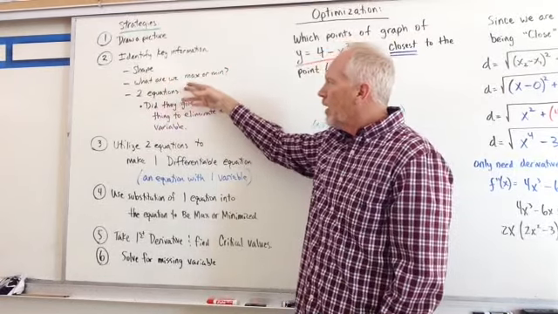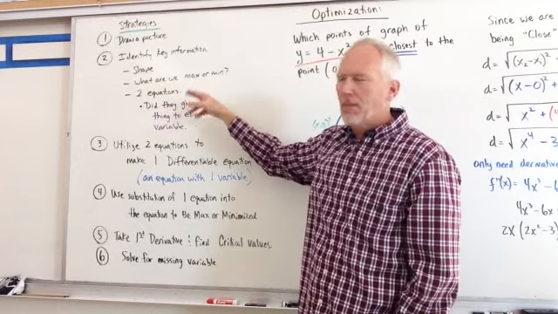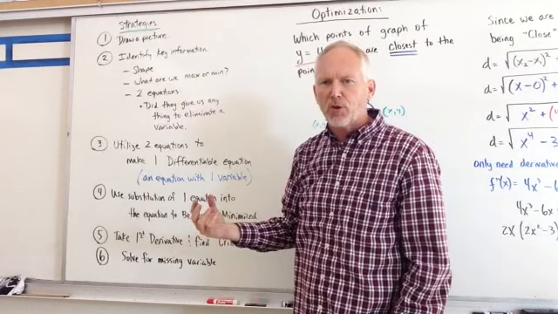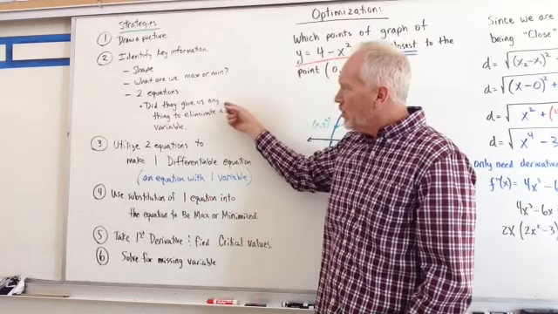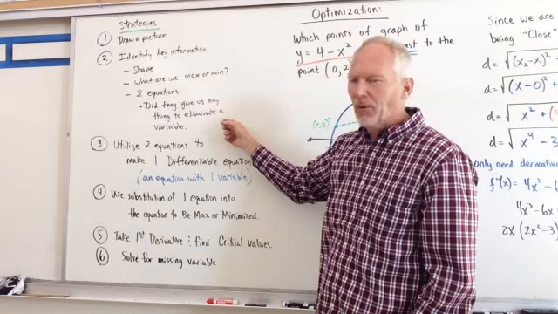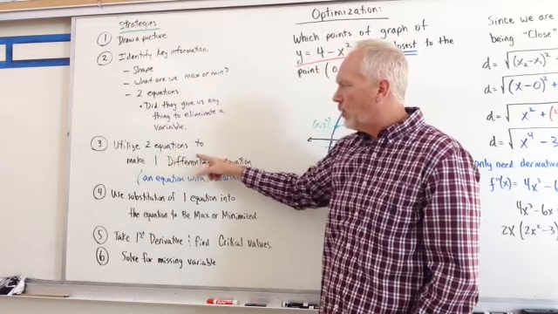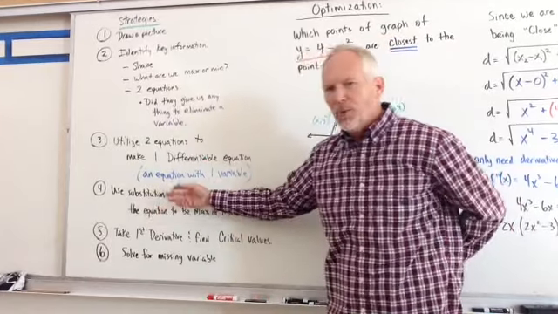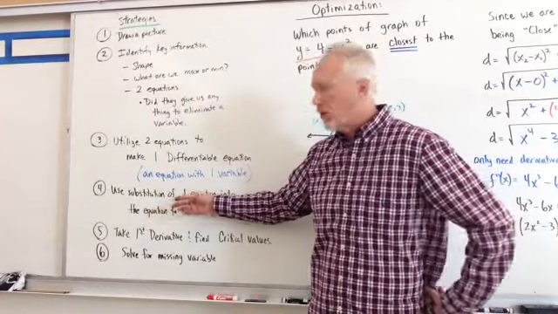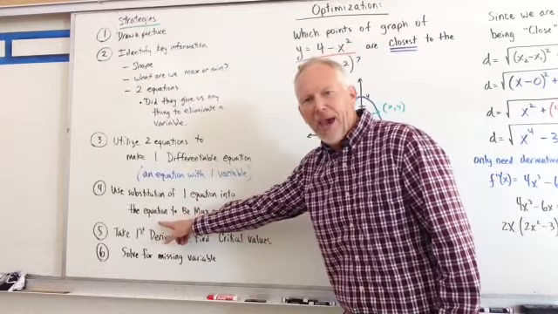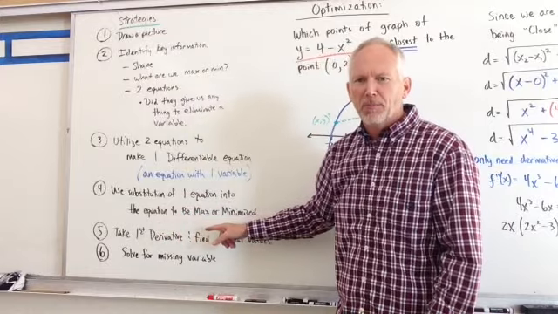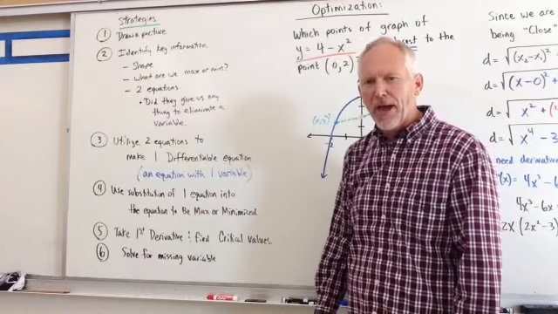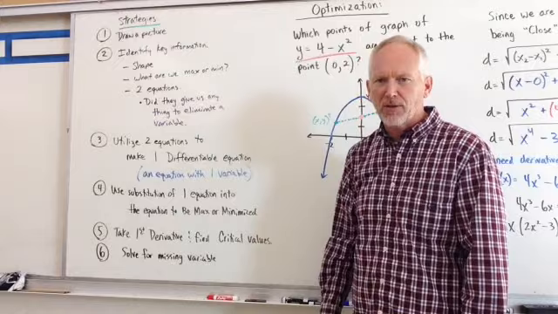Do we have a shape? What are we maximizing or minimizing? Do we have two equations? A lot of times these problems have two equations. Do they give us anything to eliminate a variable and utilize two equations to make one differentiable equation? Then, once we do that, can we substitute one of the equations back into the equation where we're going to maximize or minimize it? Take the first derivative, find critical values, and solve for missing variables.